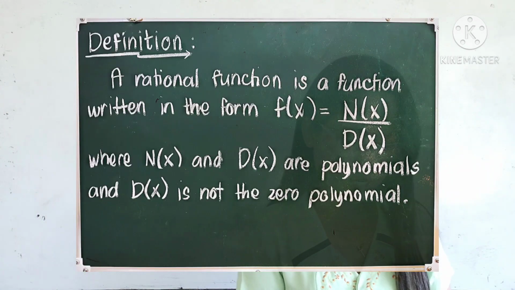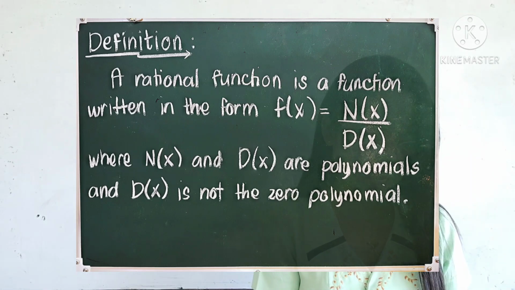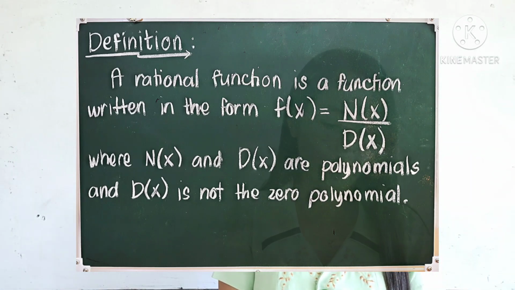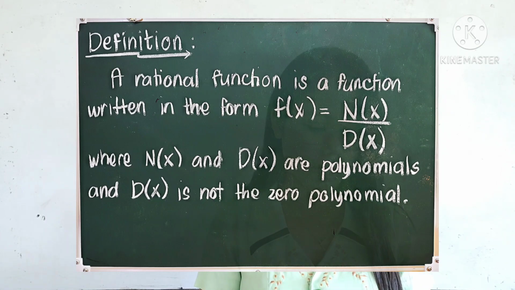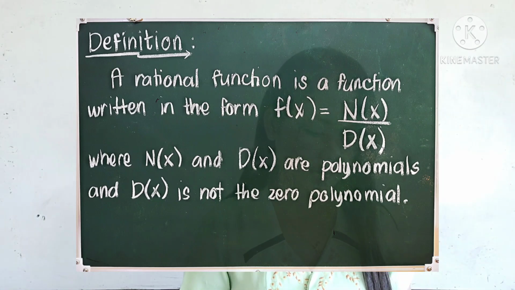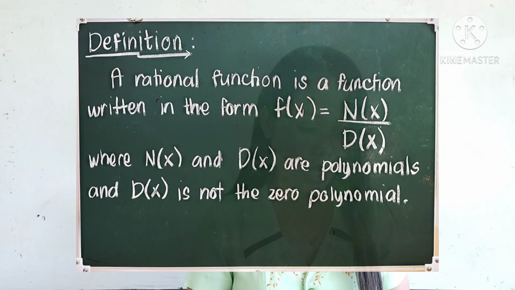A rational function is a function that can be written in the form f(x) = n(x)/d(x), where the numerator, n(x), and the denominator, d(x), are polynomials, and d(x) is not a zero polynomial. It is very important that d(x) is not a zero polynomial, because if it is, then our function will be undefined. So we have to avoid making d(x), or the denominator, equal to 0.